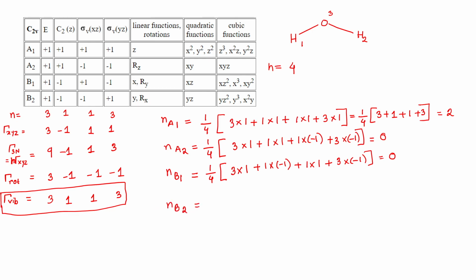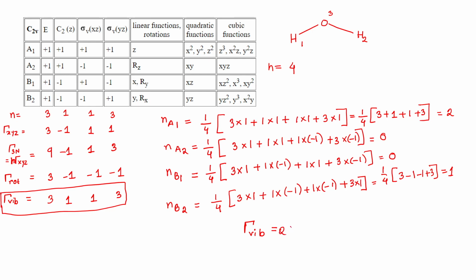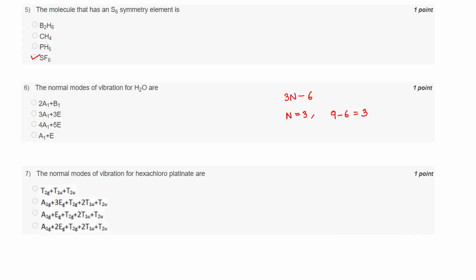What about B2? 1 over 4: 3 into 1 plus 1 into minus 1 plus 1 into minus 1 plus 3 into 1, that will lead to 1 over 4 into 3 minus 1 plus 3, that is 4, and 1. So your gamma v is 2a1 plus b2. Here the answer is given as 2a1 plus b1.